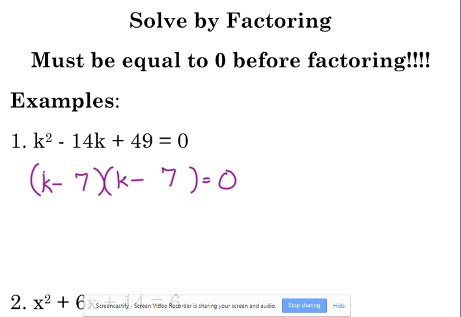Okay, it's equal to 0. Okay, this is an equation now. We didn't have an equal to before because those were just expressions. It's an equation now, so it's equal to 0.